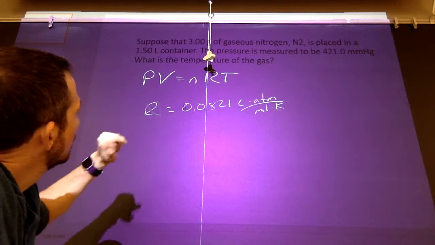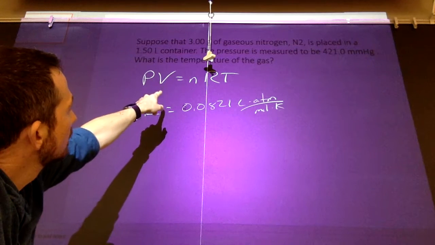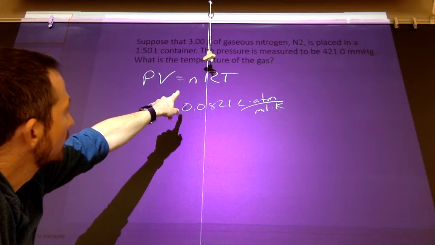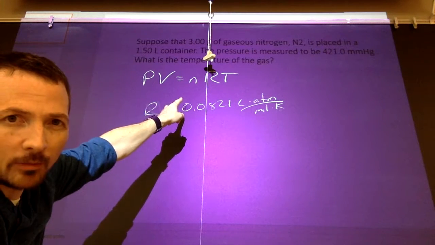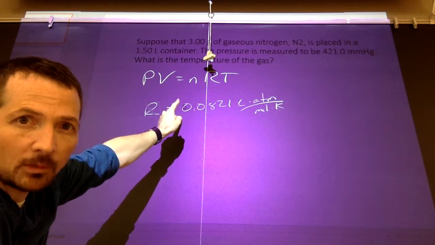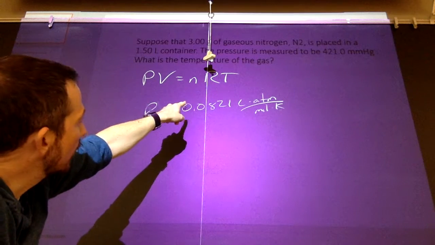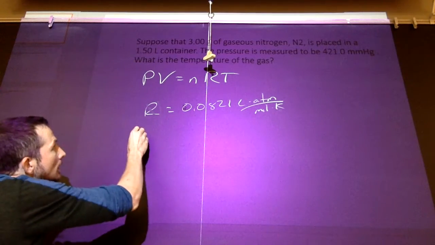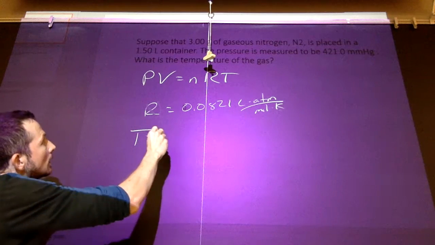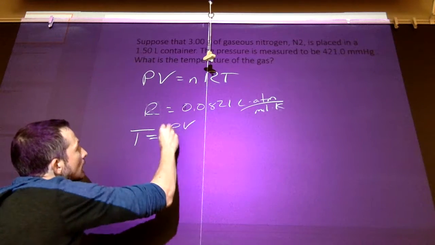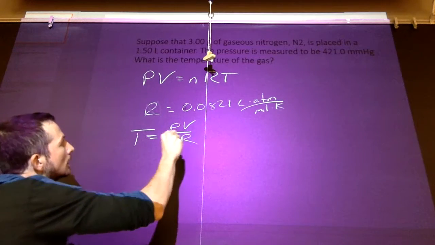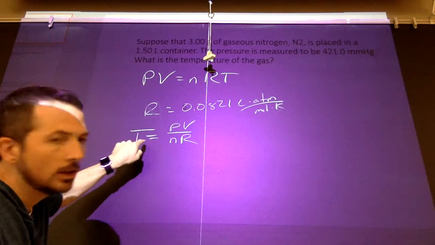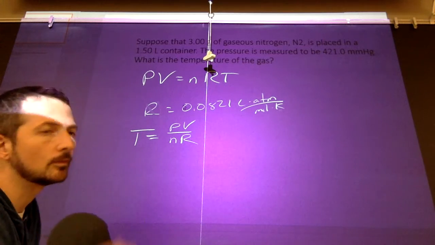So I'm given a pressure, I'm given a volume, I can find my number of moles, n, for my 3 grams, I know R, and I'm going to solve for T. I'm just dividing both sides by nR, solving for the temperature.